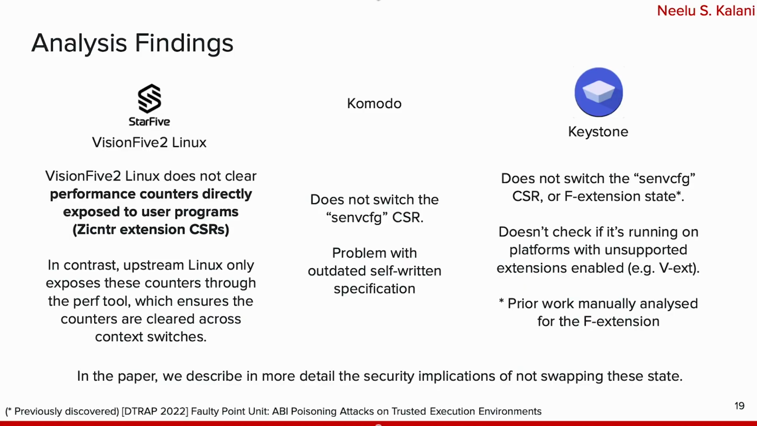To note here, it is not our goal to mount attacks with the bugs that we found, but we describe the security implications of not swapping the state in the paper. And we want to emphasize the goal of the tool is to help identify all such state and then actually correctly swap them during context switching.